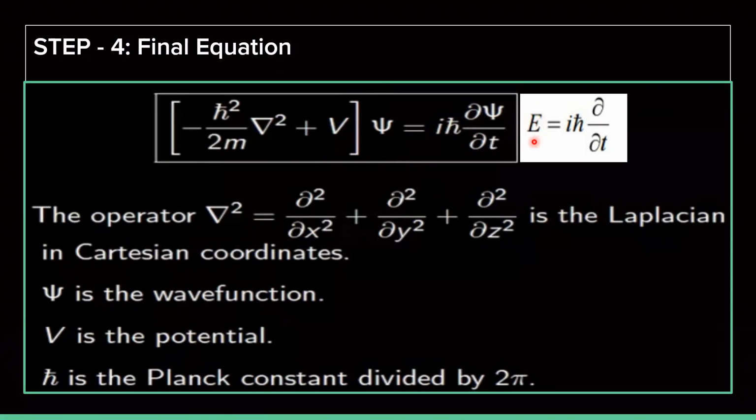But we know that E is i into h cross into dou by dou t. So I replace E with i into h cross into dou by dou t, and we have the psi term as well. And we know that delta is the Laplacian operator, psi is the wave function, V is the potential, and h cross, which is h by 2 pi, is Planck's constant having a value 1.038 into 10 power minus 34 joules per second. So ultimately, we have derived this equation, which I think my peers, as well as everyone who feels the Schrodinger time-dependent equation to be difficult, are able to understand.